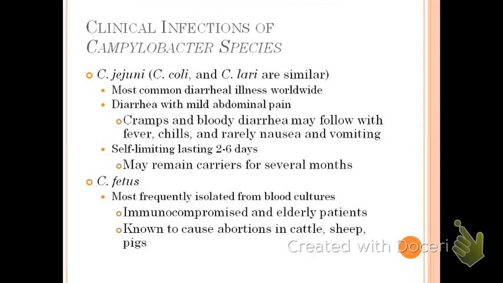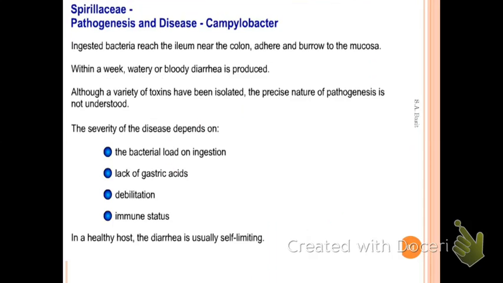From a veterinary point of view, this type of organism is known to cause abortions in cattle, sheep, and pigs. So what would happen once you have ingested the bacteria? It will reach the ileum near the colon, and will adhere and burrow into the mucosa. In other words, it is invasive, and that is the reason why the watery diarrhea is said to be bloody.